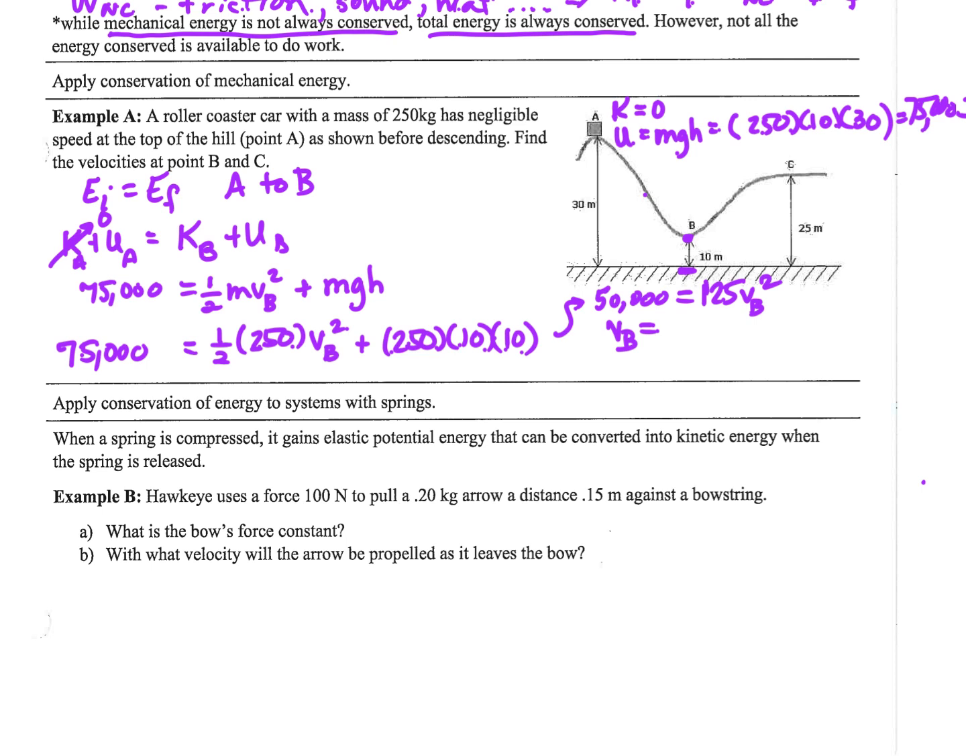Now, what about the velocity at point C? We can do the same thing this time, only we can do it from A to C, or we could go from B to C. It doesn't matter. With energy, as long as it's conserved through the whole thing, it doesn't matter where you start and where you end. So you've got your choices. Right here, I'm going to go from A to C because that's easier.